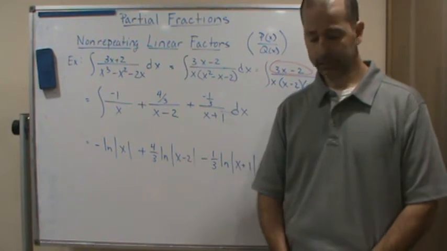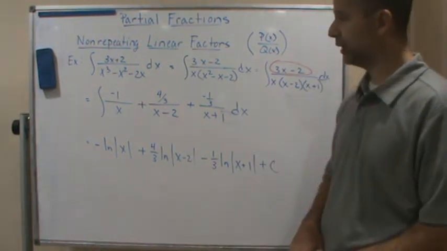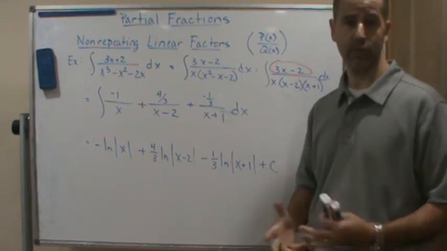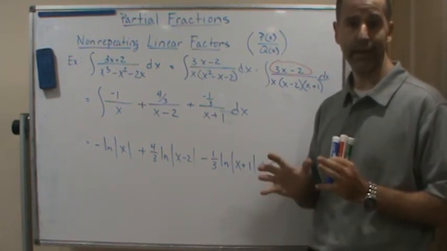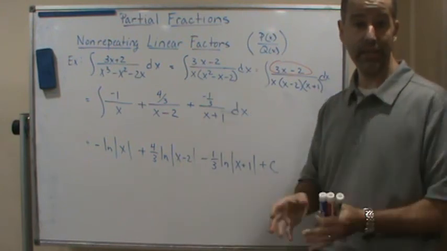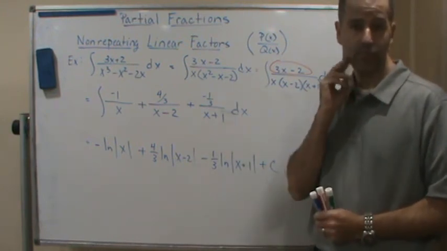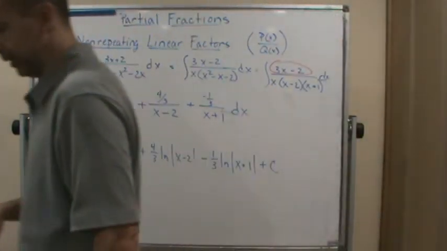Now, the other method I'm going to show you next is called the method of strategic substitution. You're substituting in such a way that it makes things much easier to find A, B, and C. Okay? So let's try that one.